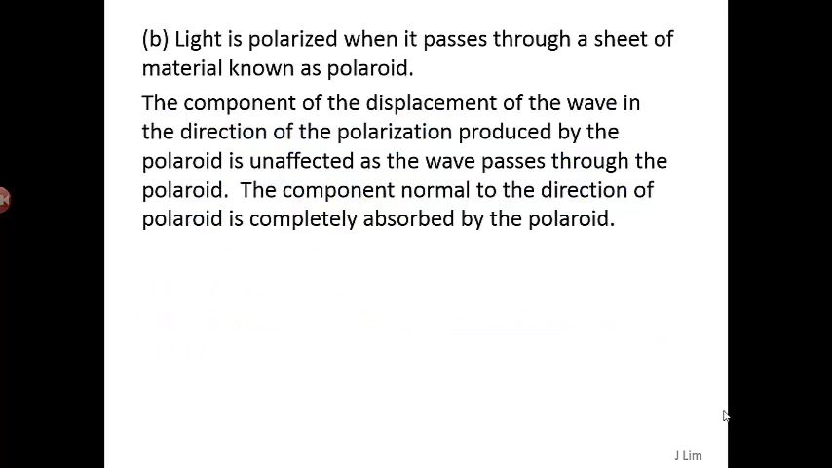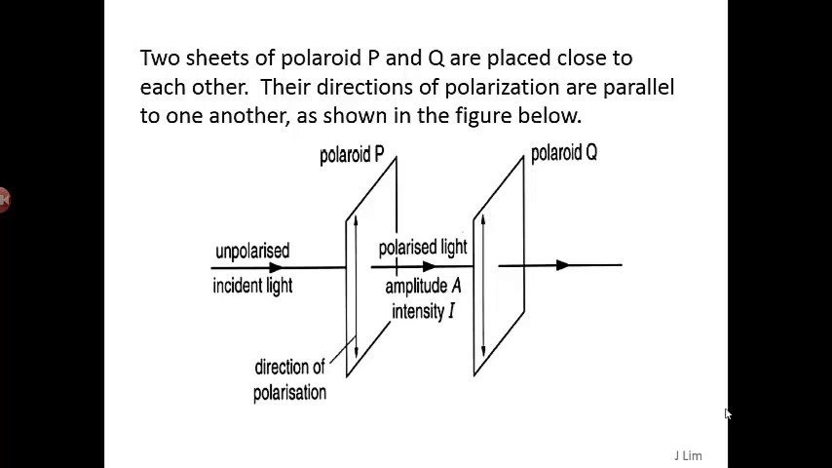Light is polarized when it passes through a sheet of material known as Polaroid. The component of the displacement of the wave in the direction of the polarization produced by the Polaroid is unaffected as the wave passes through the Polaroid. The component normal to the direction of the Polaroid is completely absorbed by the Polaroid.